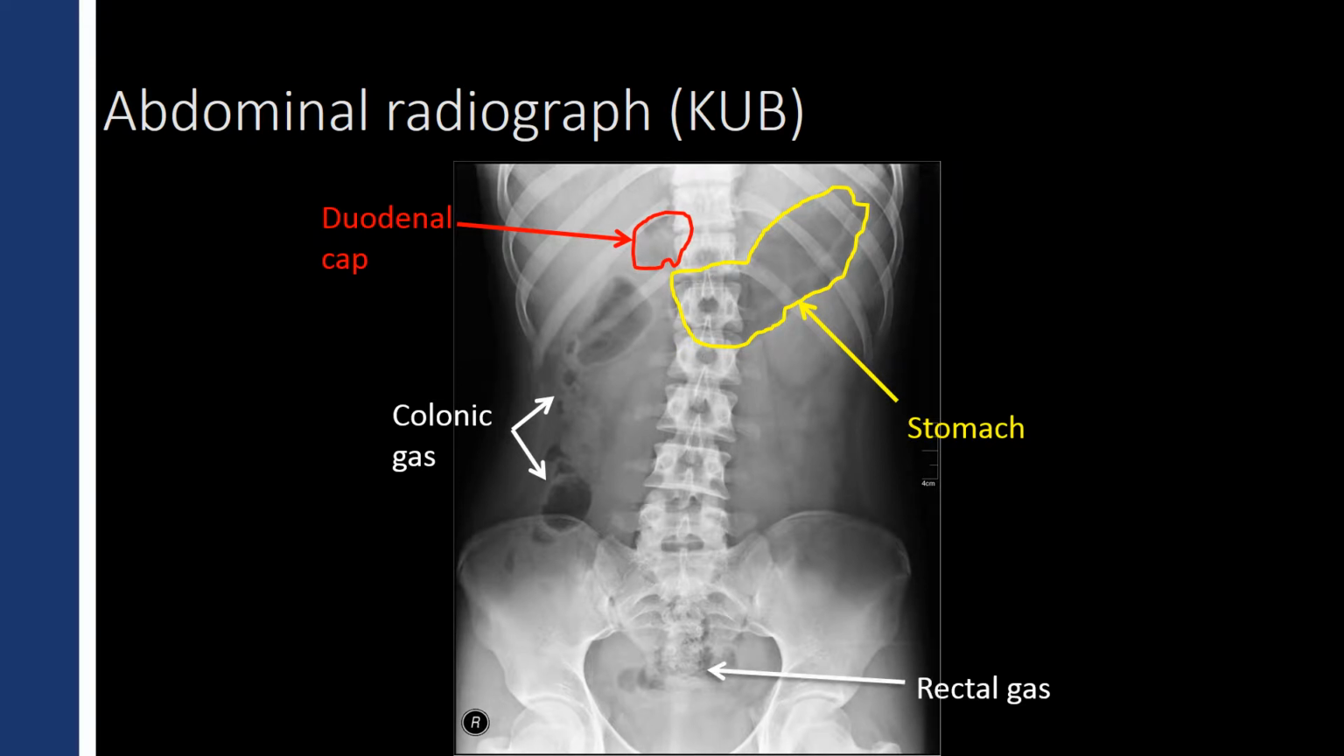Now what we don't see is gas within the mid portion of the abdomen, within the small bowel, and that's as it should be. We should not see a lot of gas within the small bowel. You might have one or two little specks or what we call loops of gas in the small bowel, but the small bowel shouldn't contain very much gas at all.